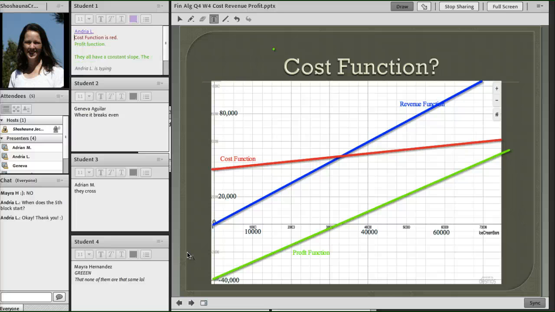They cross, okay, where it breaks even, and I'm going to ask you to clarify what you mean by breaks even. On the green. Do you want me to type it or say it? Type it just because it's hard for them to hear it, and then in the recording they're like, I don't know what she said, and then they think we're having secrets.